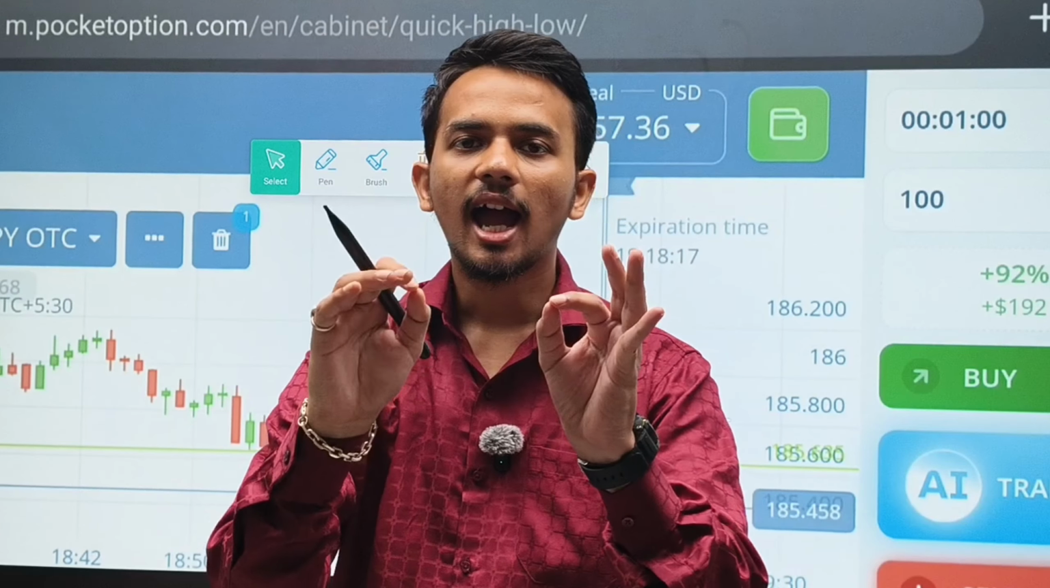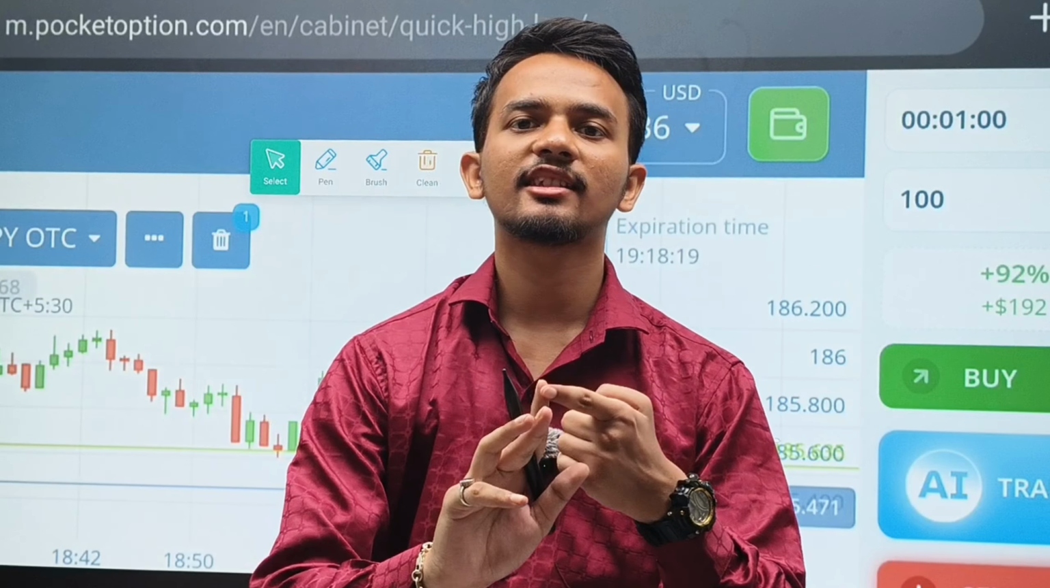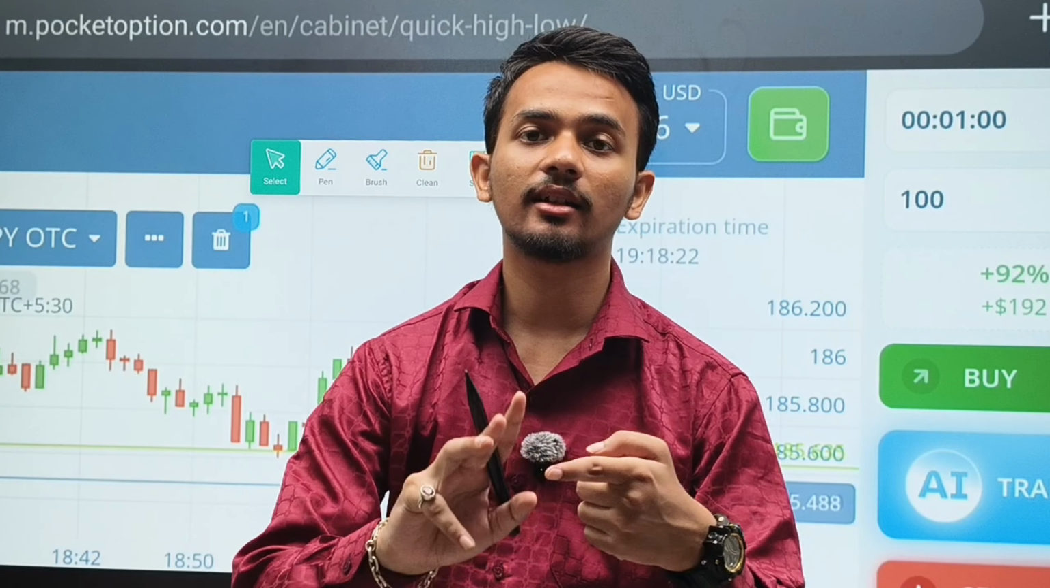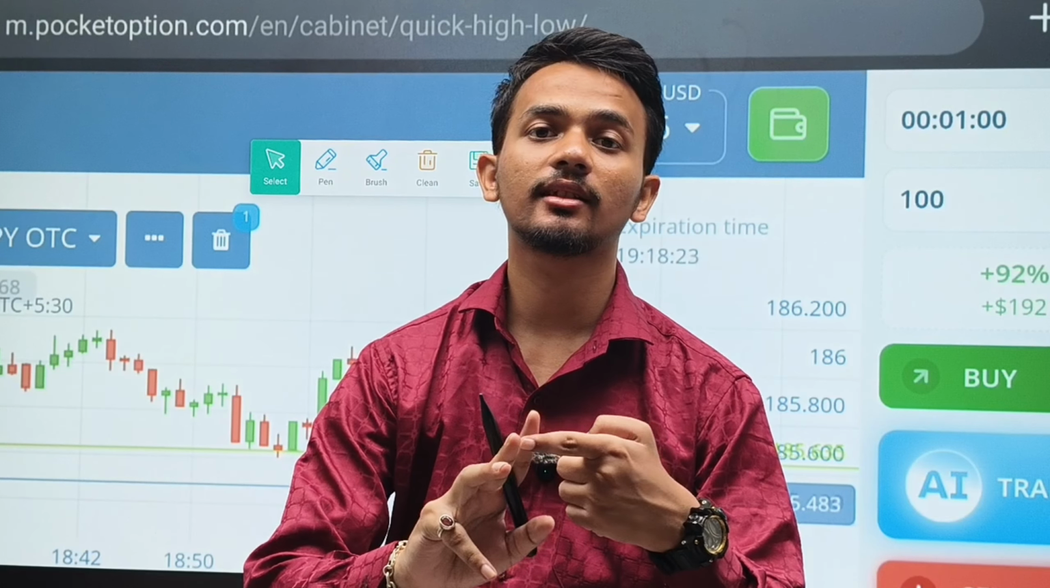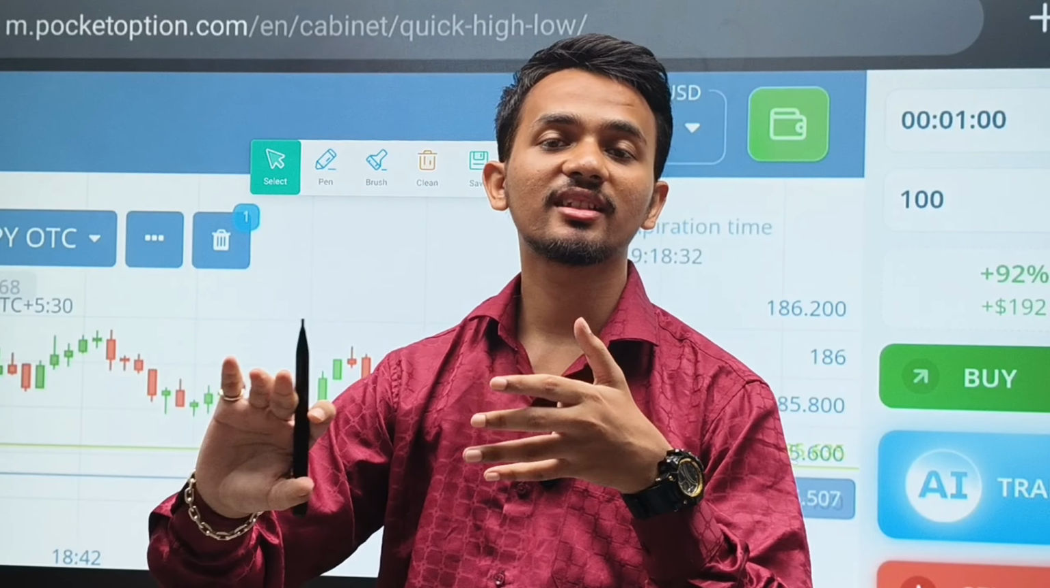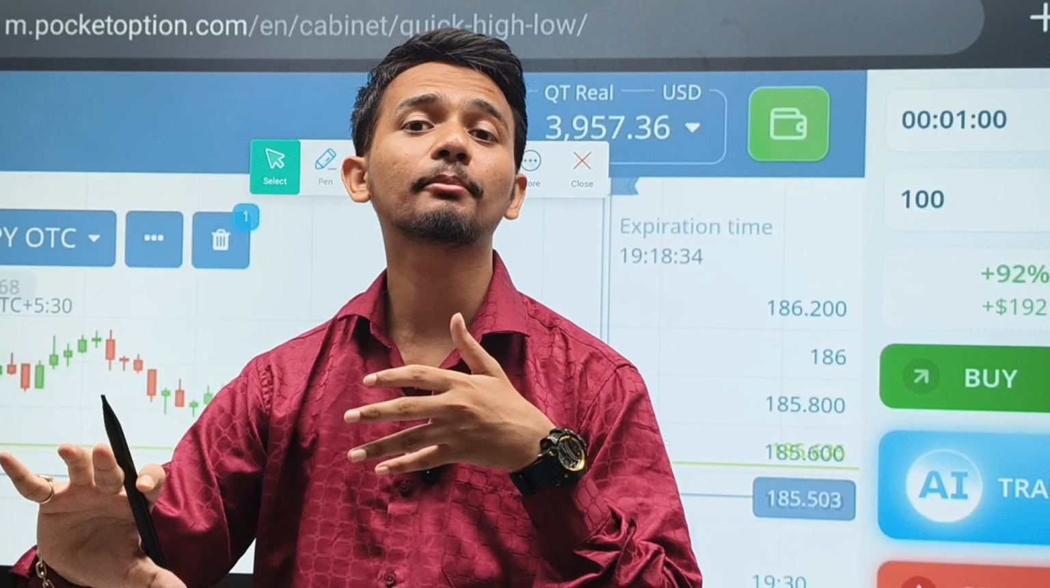Now we will see how you can take trade with retracement pattern. With retracement candle and with retracement pattern, how you can take trade in the market. How you can take trade with retracement pattern and with trend continuation in Pocket Option, Cortex or any binary options broker.